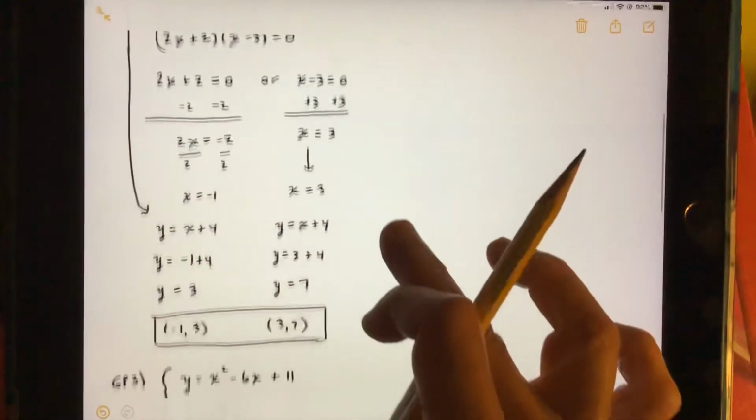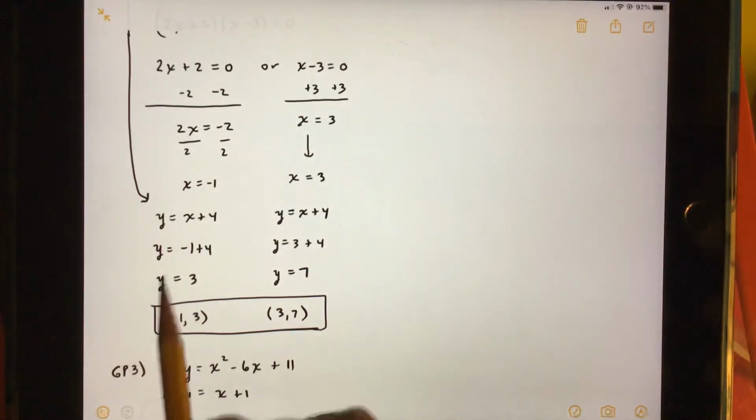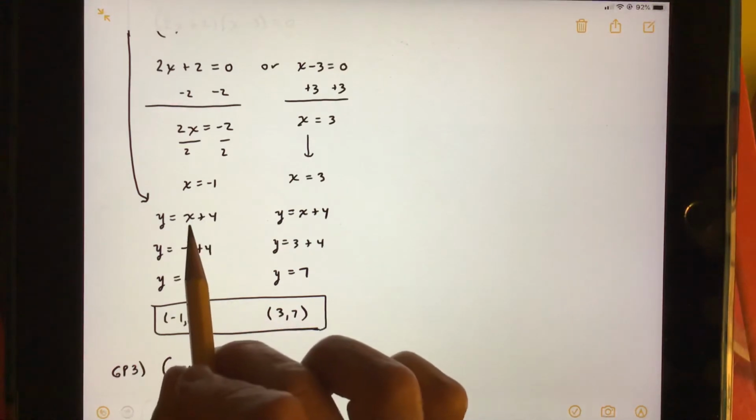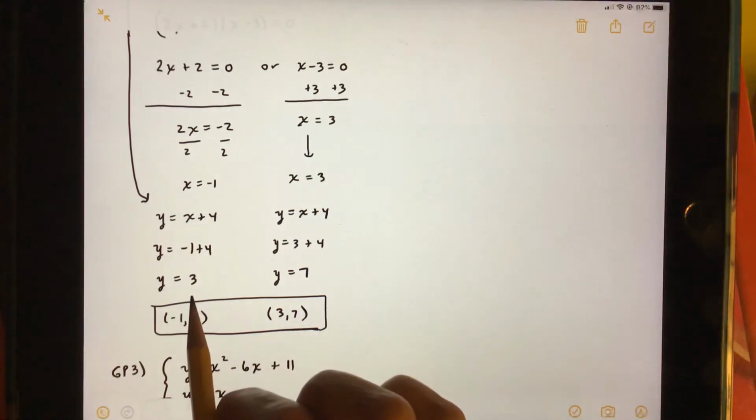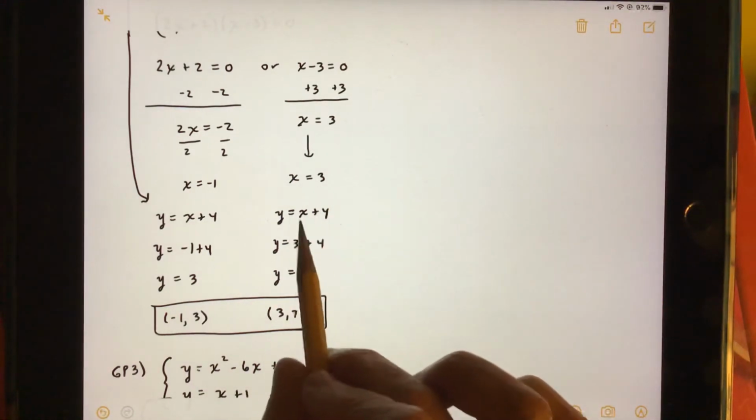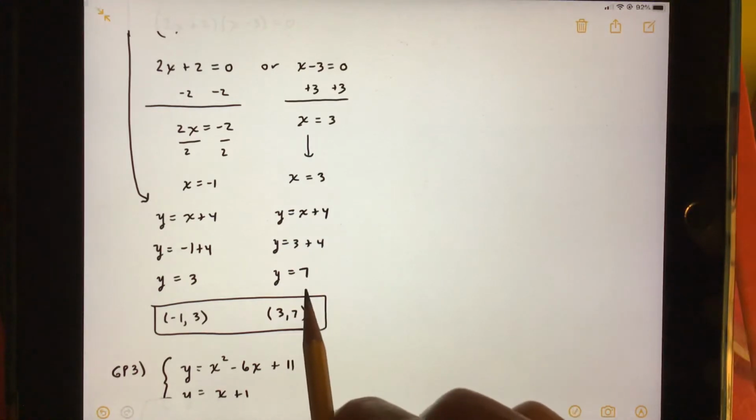So that's what I'm doing down here. I pulled that y equals x plus 4 equation down, so when x is negative 1, I'll put negative 1 in for x. I'm going to work out my y value, which is 3. Here, when x is 3, I'm going to plug in 3 for my x value, and I'm going to find out that y is 7.